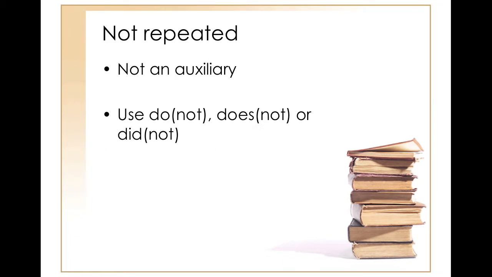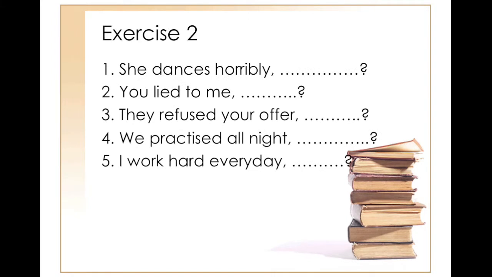As you have already seen, works is one of those verbs that cannot be repeated. If your verb is not an auxiliary, it cannot be repeated, and thus do, does, or did has to be used in the question tag. Do not forget that do and does is for the present tense, while did is for the past tense. In exercise 2, you're going to make question tags with sentences that do not have auxiliaries in them. It's up to you to decide what your question tag should look like.